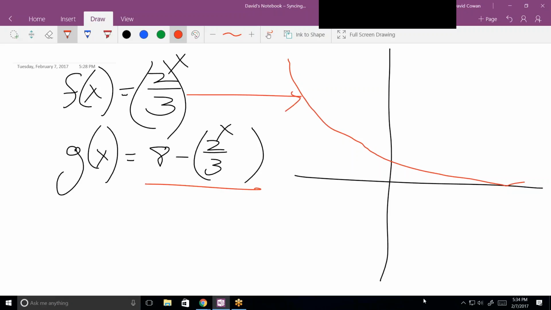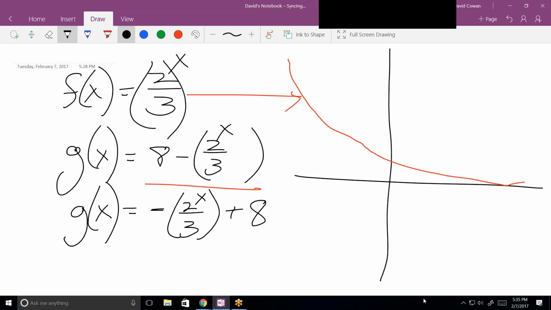Now let's look at this function here. The easier way to look at this would be to rearrange it. So I got minus 2/3 to the x plus 8. See what I've done? Yeah, that was kind of confusing me.